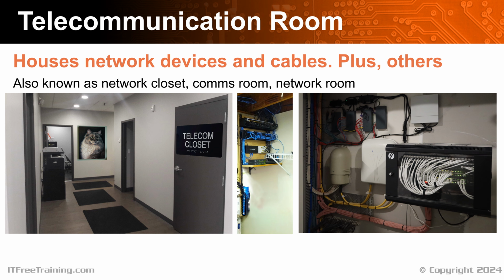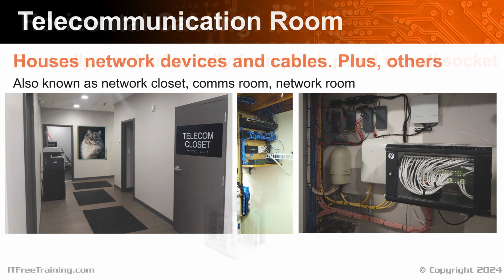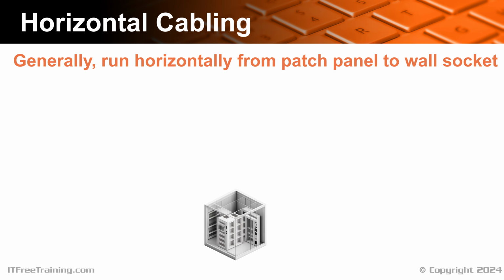Now let's have a look at where the cables from the network closet go. The cables from the telecommunication room generally run horizontally from the patch panel to the wall socket and thus are known as horizontal cabling. If the same patch panel connects 2 or more floors, you will generally find the cabling will go directly up or down to the next floor before running horizontally.